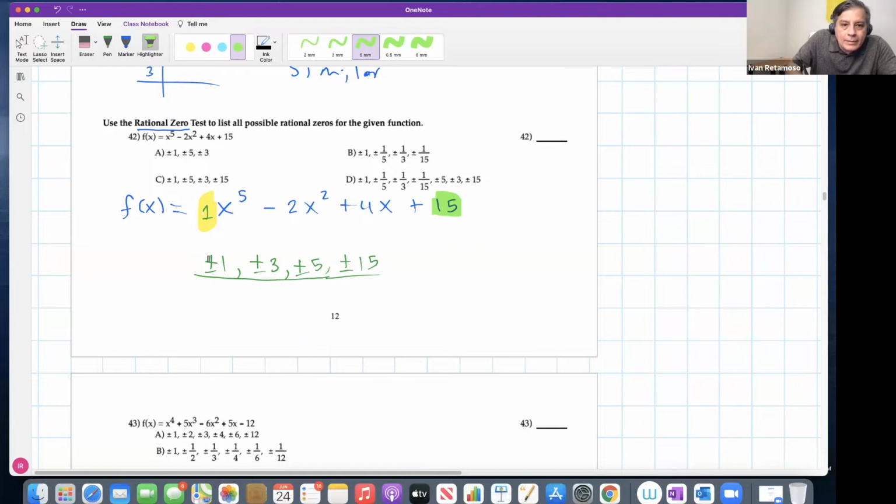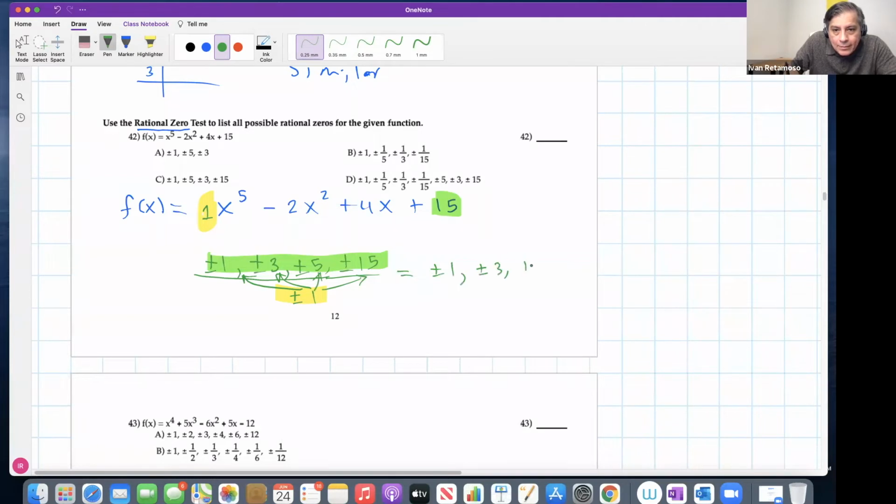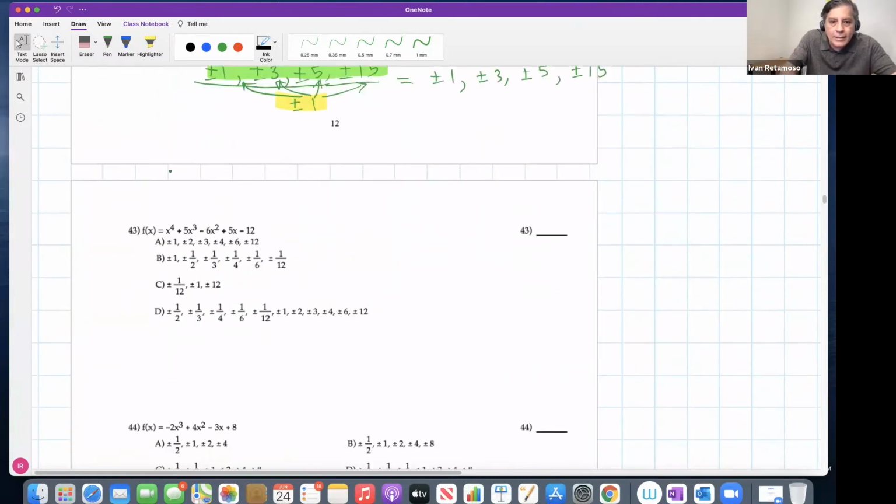Maybe I should write it in this so you can make the connection there. Now, divisors of this guy, what could it be? Just plus minus 1. So dividing this one into each of these leads to the same list, which is the list of possible rational zeros of this polynomial function. And that's it. So you're going to go with this one. 42. Very good, excellent.